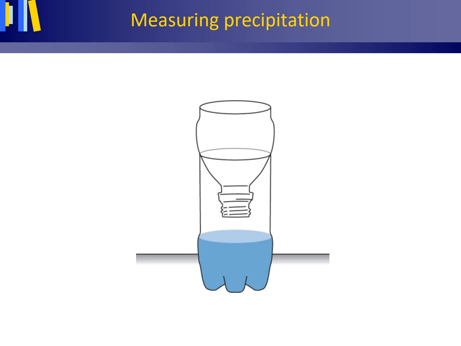The top of the bottle acts as an orifice, an opening, that catches rainfall, and the lower part as a cylindrical container where rainfall is stored. Finally, dig a small hole in the ground and tightly fit the bottom of this rain gauge into the hole.